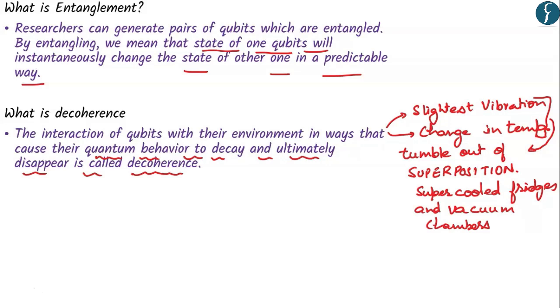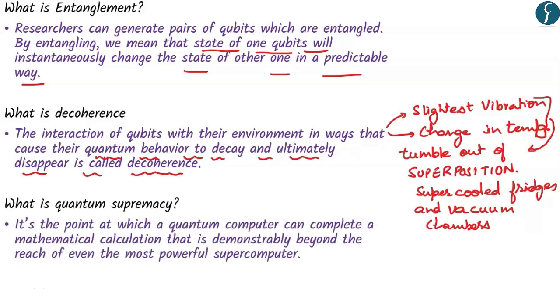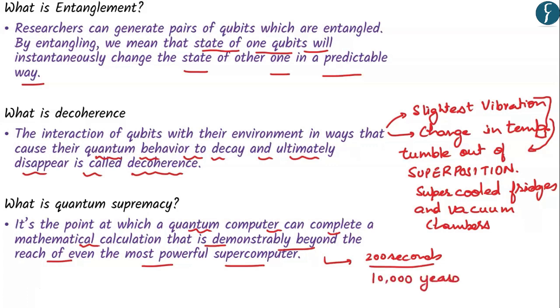What is quantum supremacy? Quantum supremacy is a point at which a quantum computer can complete a mathematical calculation that is demonstrably beyond the reach of even the most powerful computer. According to the authors, a quantum calculation which was done by the quantum computer in 200 seconds, the fastest supercomputer would take around 10,000 years to complete. This shows how powerful quantum computing is, which establishes quantum supremacy.